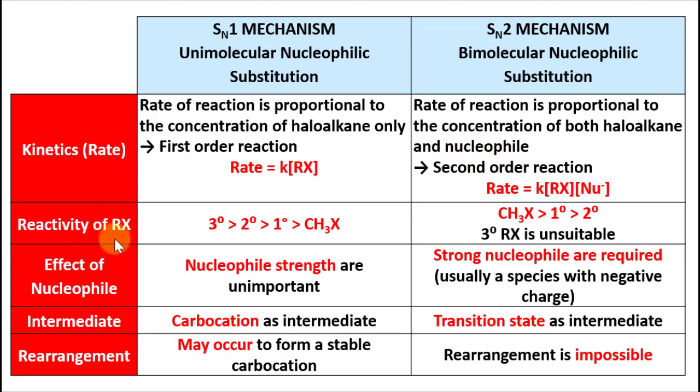So the reactivity of the alkyl halide for the SN1 mechanism is tertiary greater than secondary, secondary greater than primary, and the methyl halide is the least reactive towards SN1 mechanism. While for the SN2 mechanism, the methyl halide is the most reactive, followed by primary and followed by secondary. So the tertiary alkyl halide is unsuitable for the SN2 mechanism due to the steric effect.